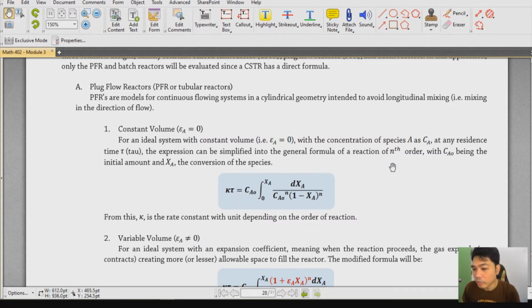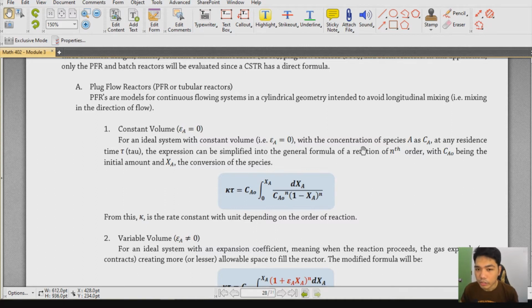So pwede rin yung ganun. Sometimes the order of a reaction is also like 2.5, 1.1. So may mga cases din na ganun. And then of course CAO or C sub AO is the initial amount. So for example, nag-start tayo sa 4 moles inside a 50-liter vessel.